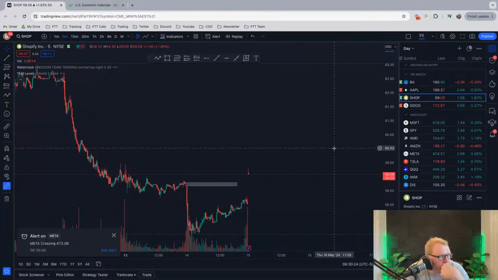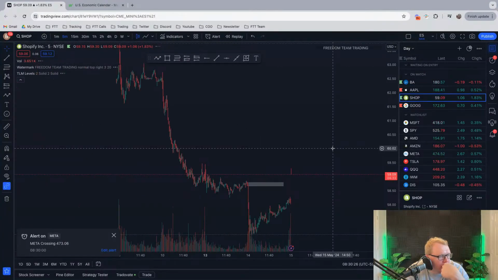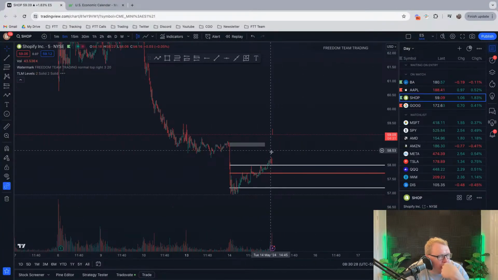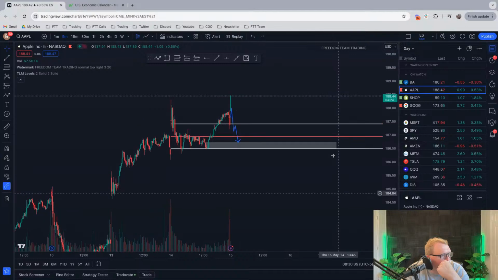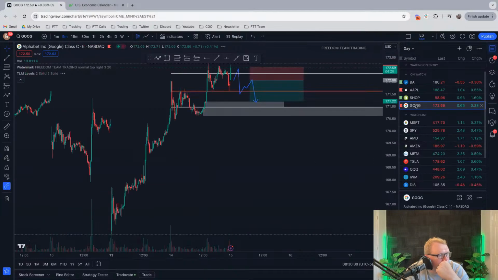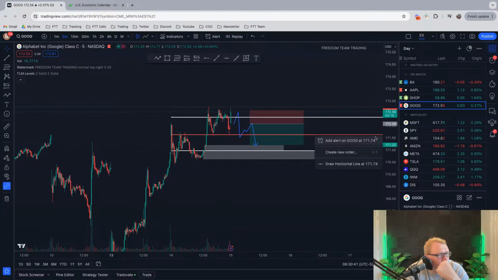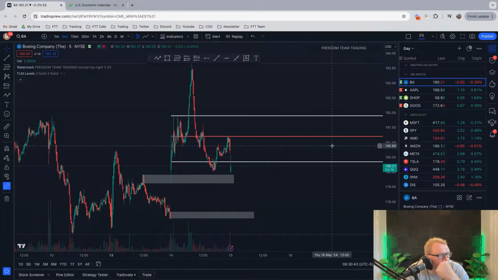Yeah, this Shop play looks good. I would like to see how we react right now. If we immediately sell off, I want to be careful. When we start to hold this level, I'll look to get in. Apple, we need a break below here. We may not even get those. Google, need a break below here. And then Boeing, need a break above here.